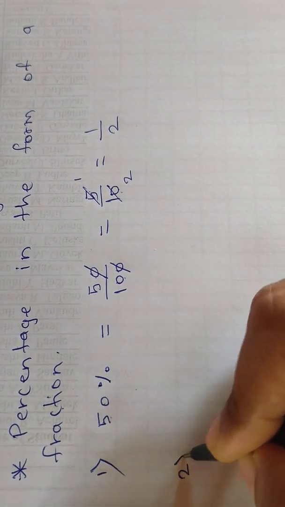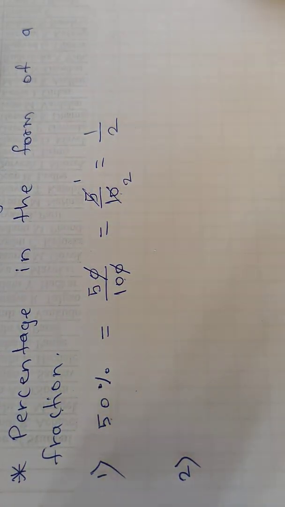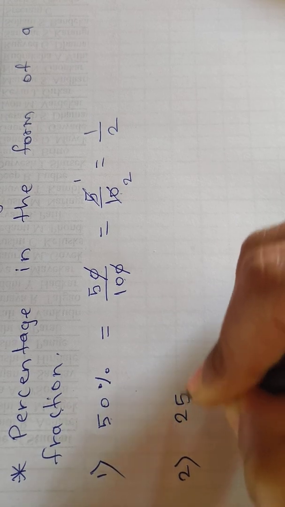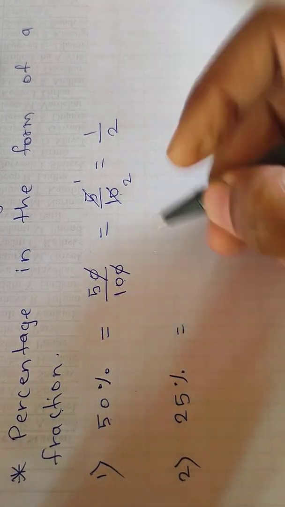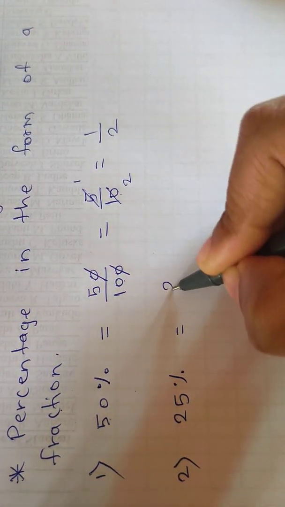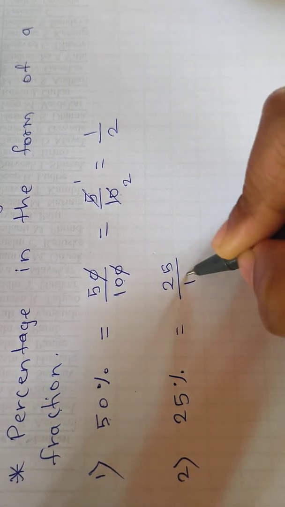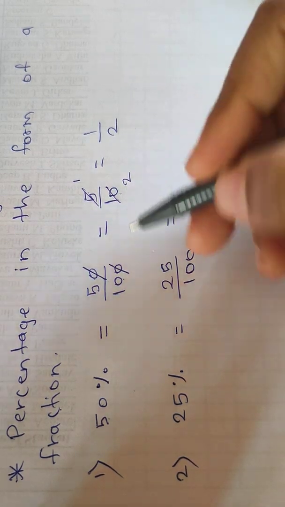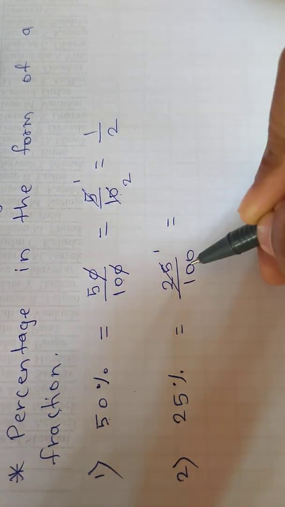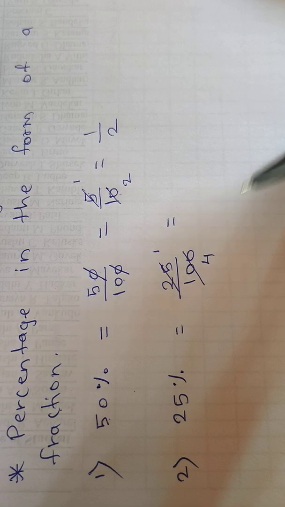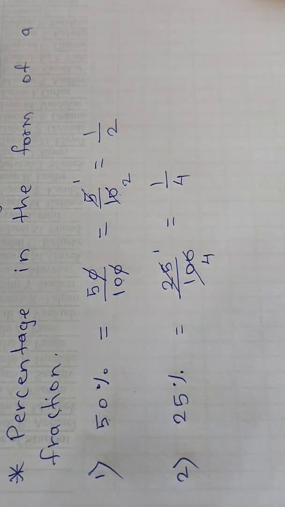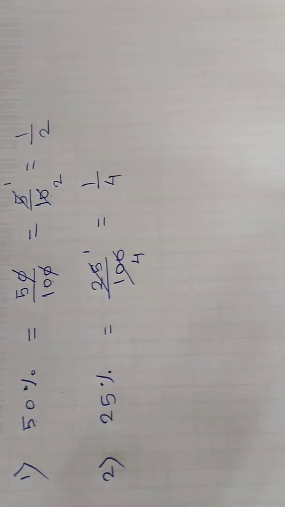Let's go for the second example. Second example is 25%, which is equal to 25 upon 100. Now directly we can divide. 25 1s are 25, 25 4s are 100. So the answer is 1 upon 4. Thus, the fractional form of 25% is 1 upon 4.